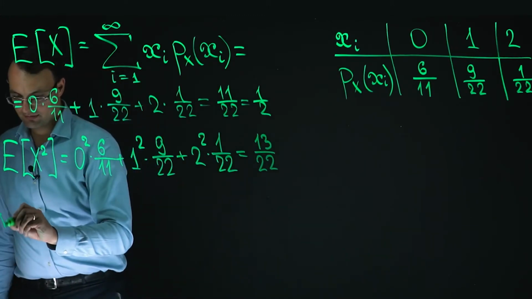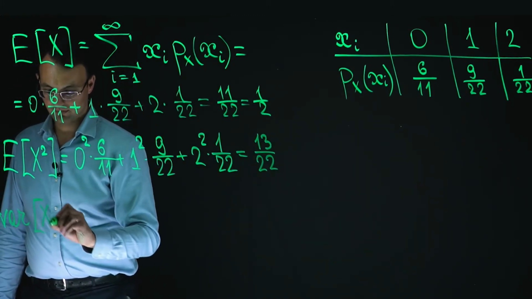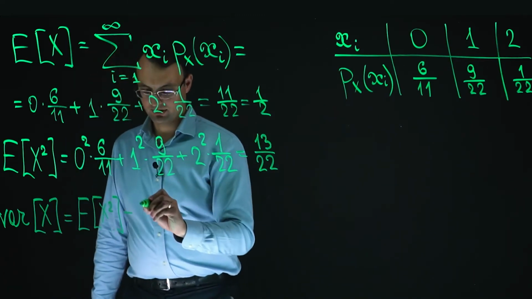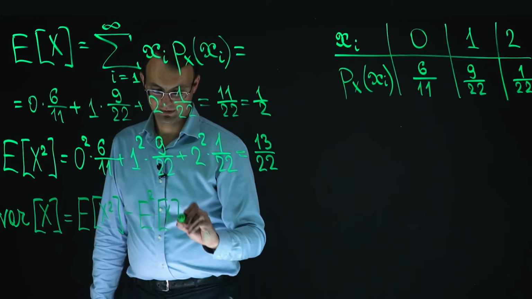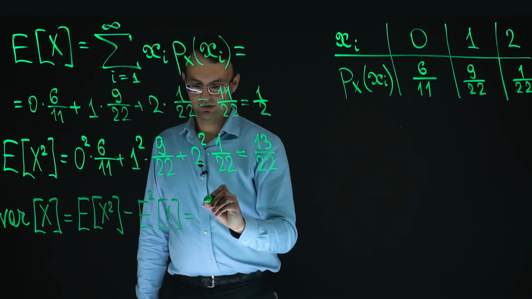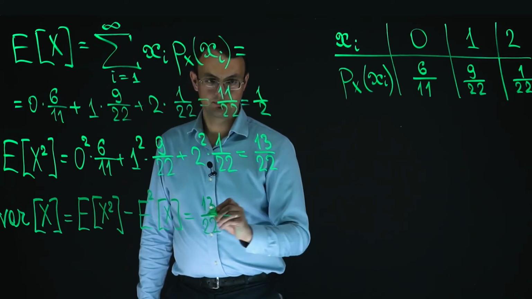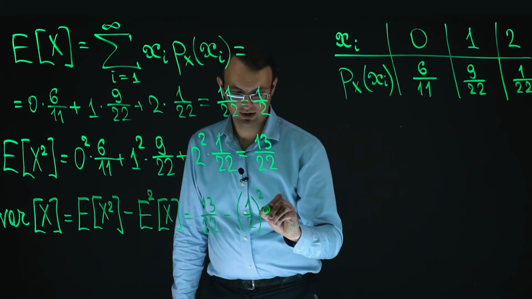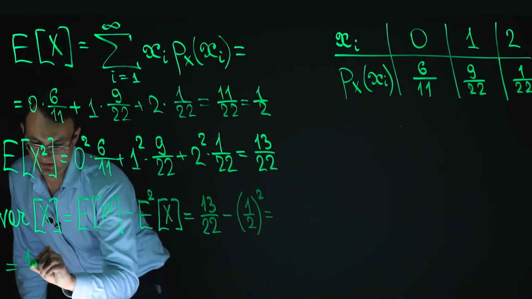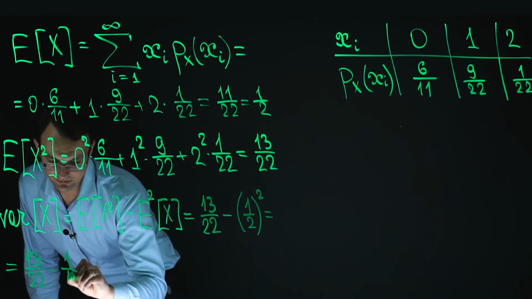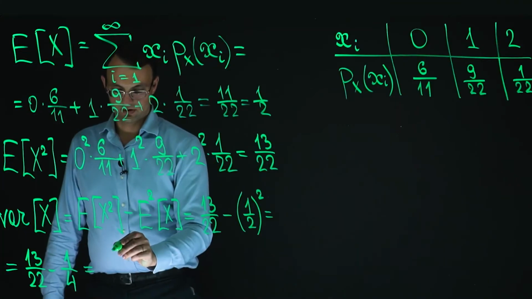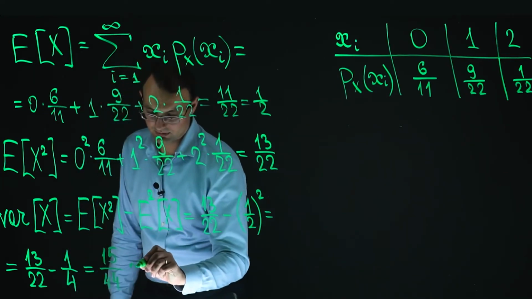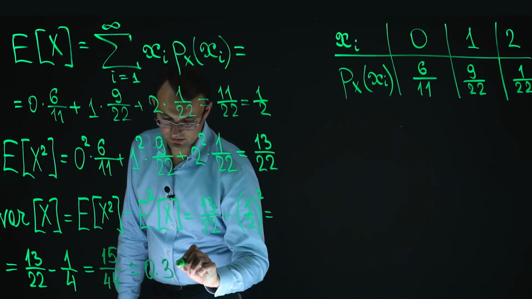And variance is E of x squared minus squared E of x. So variance is equal to 13 over 22 minus 1 over 2 squared, 13 over 22 minus 1 over 4. So this is 15 over 44, or approximately in decimal numbers, 0.34.